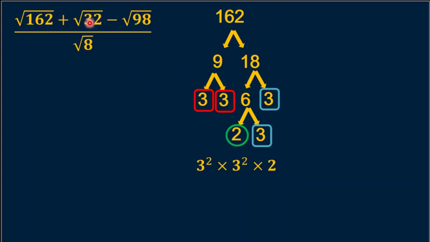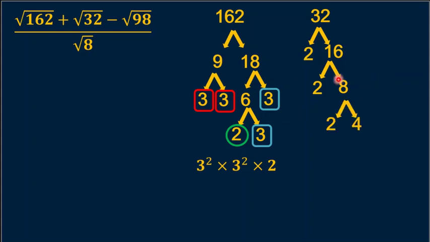Let's take 32 too. 32 can be represented as 16 times 2. 2 is a prime number, so we are done with it. 16 isn't, so we reduce it further, and we get 2 times 8. This 2 is also a prime number. We focus on 8, which is not prime, and reduce it until we have represented 32 in prime numbers.